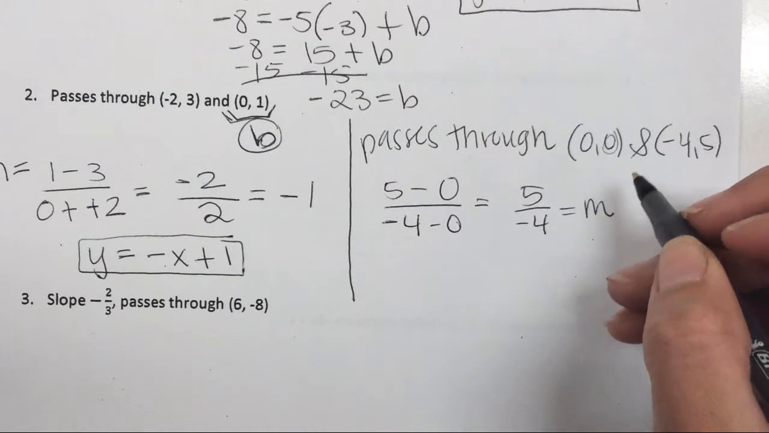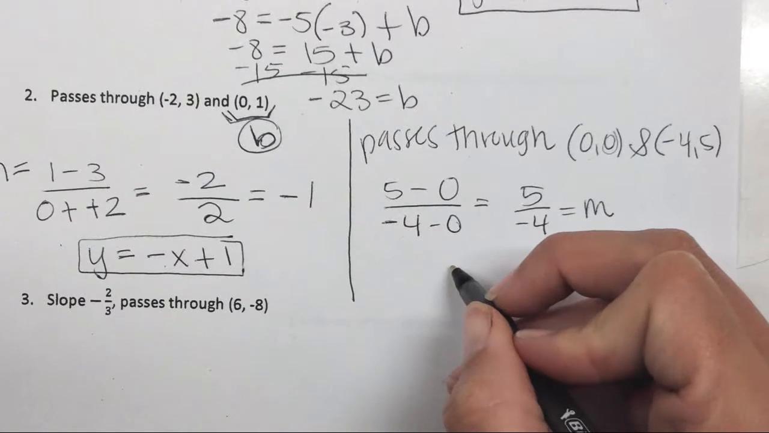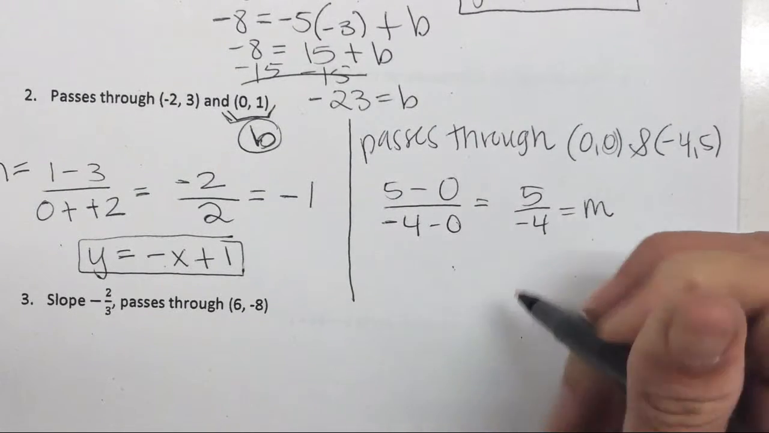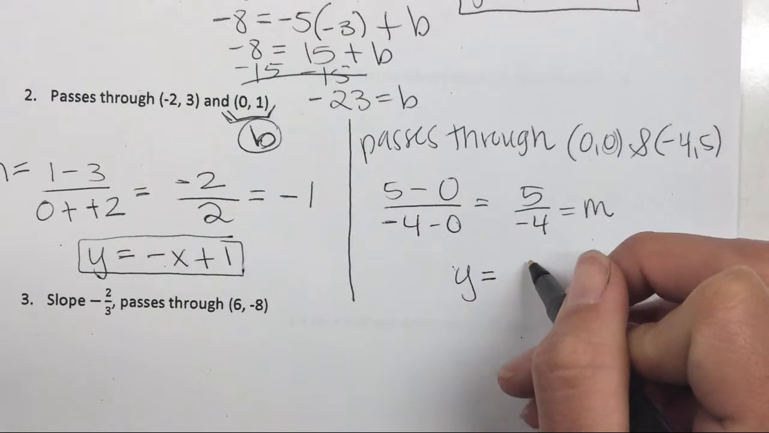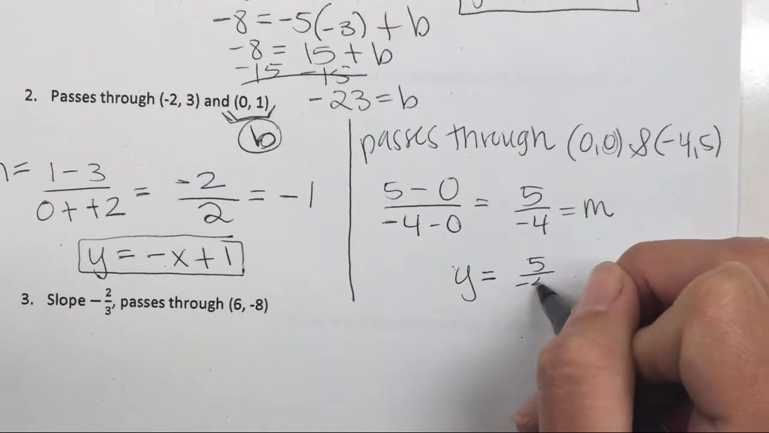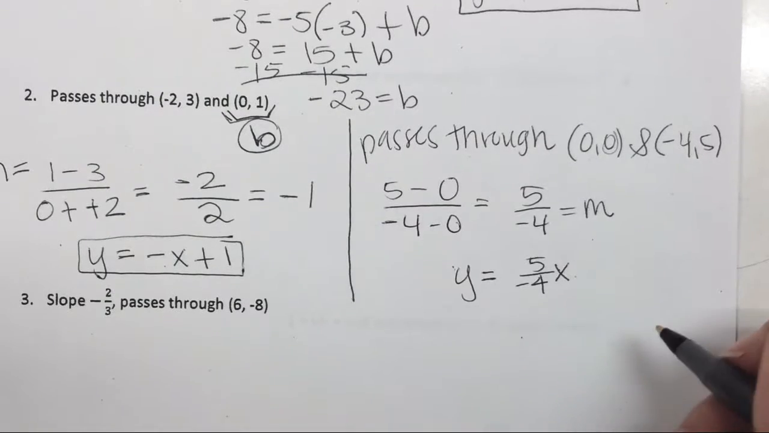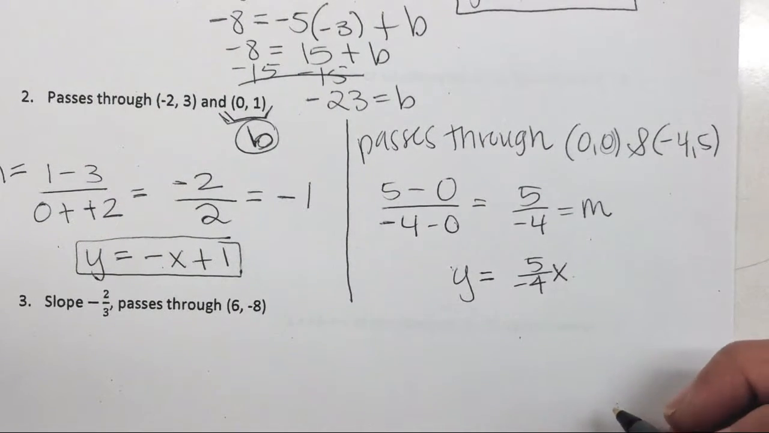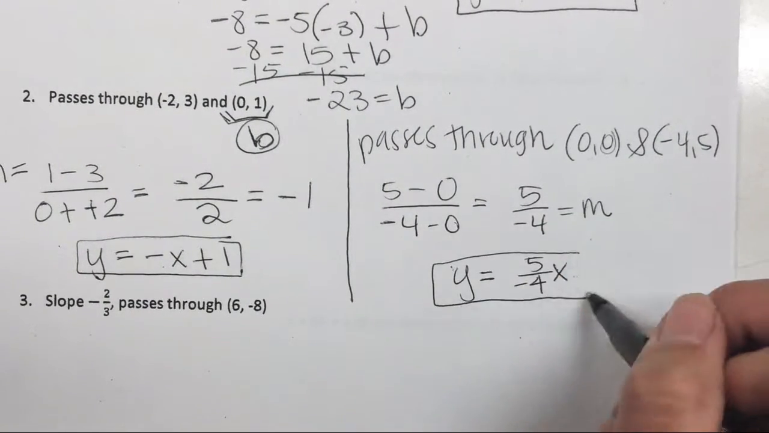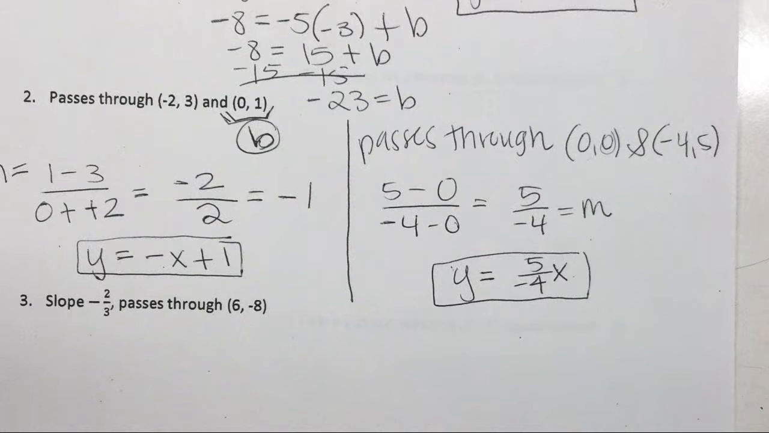Good. So tell me my final equation, Levi. Y equals 5 over negative 4, minus 0. Or plus 0. Somebody help him out. X plus 0. Good. Do I have to put plus 0? No. Anything plus 0 is just going to be itself, right?